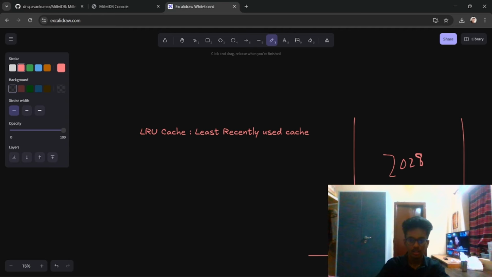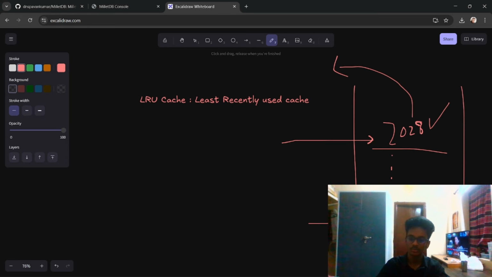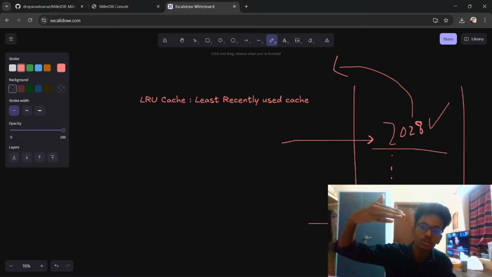Now, currently the most insertions would be done on the year 2028, right? The current year admissions, fee payments, and exam marks, etc. All these insertions and deletions would be done mostly on this year. So 2025 becomes the least recently used data. The data which is used long ago is basically given less priority, like it's at the bottom. The most recently used should stay on top so that access is fast. That's what LRU cache is all about.